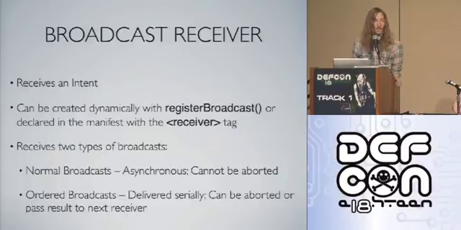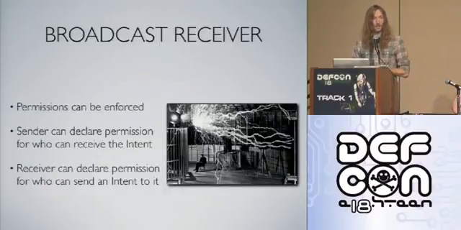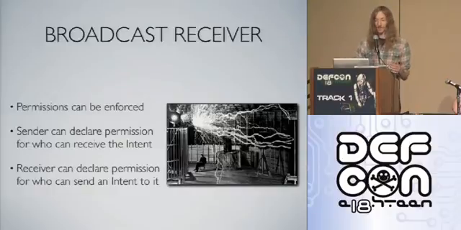We can declare our broadcast receivers in two different ways. We can either register them dynamically within our application, or we can have a static receiver tag within our manifest. Also, our broadcast receivers can have permissions enforced on them so that you can either request that you need to have a certain permission if you want to send something to me, or that if you're sending out a broadcast, only broadcast receivers that have requested this permission can receive that.